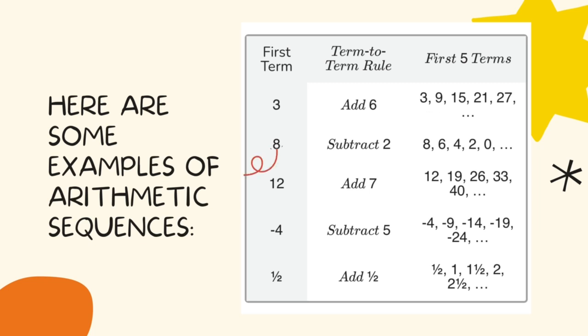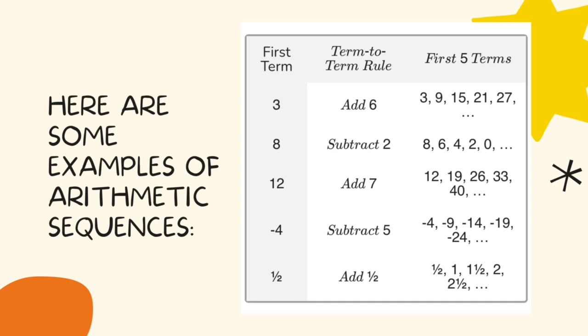If the first term is 8 and the term-to-term rule is subtract 2, the first 5 terms will be 8 minus 2 is 6, 6 minus 2 is 4, 4 minus 2 is 2, and 2 minus 2 is 0. Next, the first term is 12, and the term-to-term rule is add 7. The first 5 terms will be 12 plus 7 is 19, 19 plus 7 is 26, 26 plus 7 is 33, and 33 plus 7 is 40.